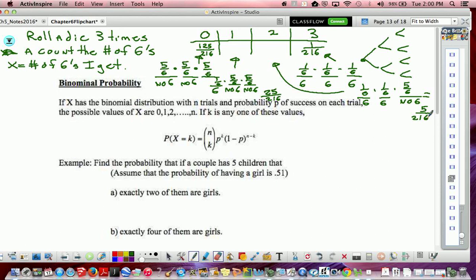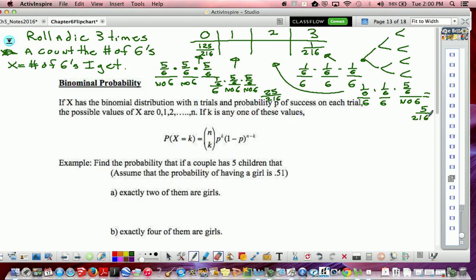What has to be true about these 4 probabilities? They add up to 1. They have to add up to 1, don't they? So if these were my answers, 125 plus 25 plus 5 plus 1, do those add up to 216? No, they don't. I've forgotten some of my outcomes.